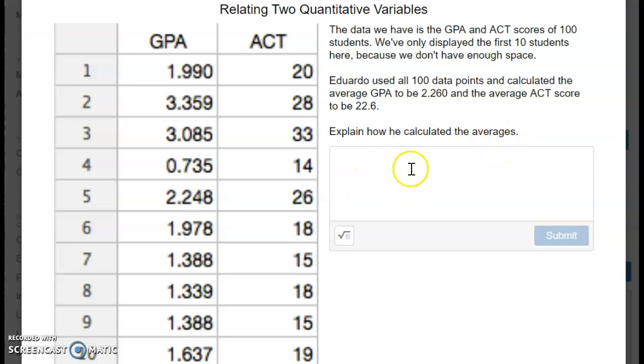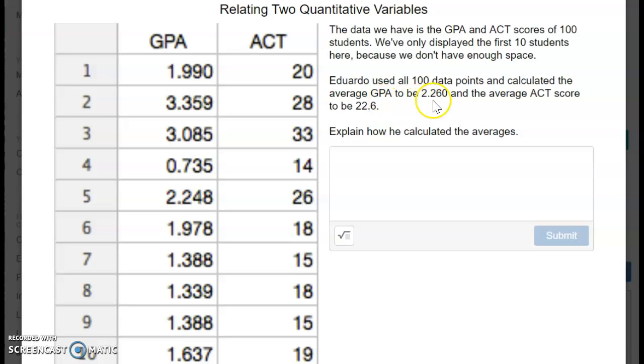How do you calculate the average of anything? You just add them all up and then divide by however many data points that you use. So I would add all the GPA of all the students, all 100 students, and I know that represents 100 students' scores. That means I am going to divide the total by 100, and that gave me 2.260. And for ACT, I'll do likewise. I would add all the ACT scores of each of the students, and I know there were 100 students, so I would divide that by 100, and that ACT average was 22.6.